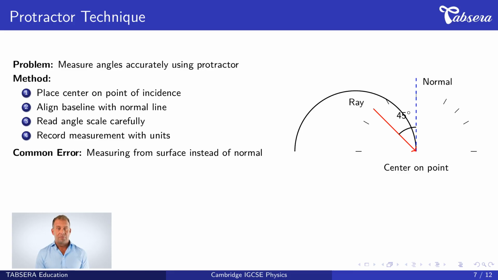Third, read the angle scale carefully, ensuring you read the correct scale if your protractor has 2. Fourth, record the measurement with proper units in degrees. The common error students make is measuring from the surface instead of the normal. This gives incorrect results. The diagram shows correct protractor placement, with the center on the point of incidence and baseline aligned with the normal.